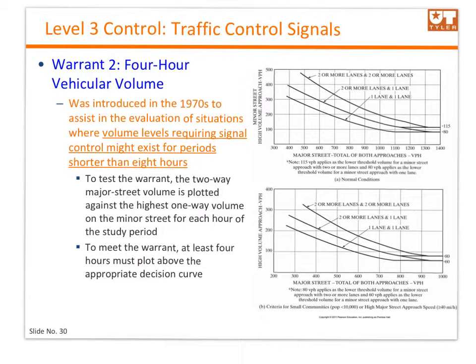Okay, how about now warrant 2? Warrant 2 is related to the 4-hour vehicular volume. This warrant was introduced in the 1970s to assist in the evaluation of situations where volume levels requiring signal control might exist for periods shorter than 8 hours. To test this warrant, the two-way major street volume needs to be plotted against the highest one-way volume on the minor street for each hour of the study period. To meet the warrant, at least 4 hours must plot above the appropriate decision curve.